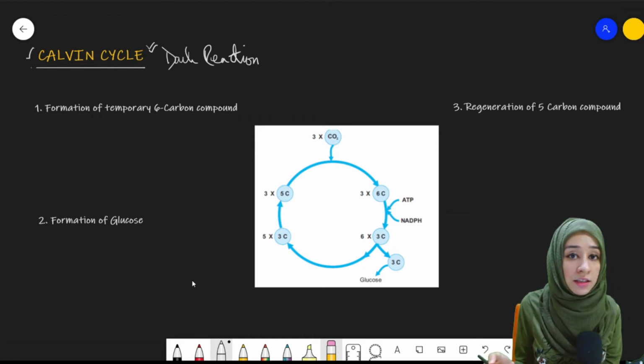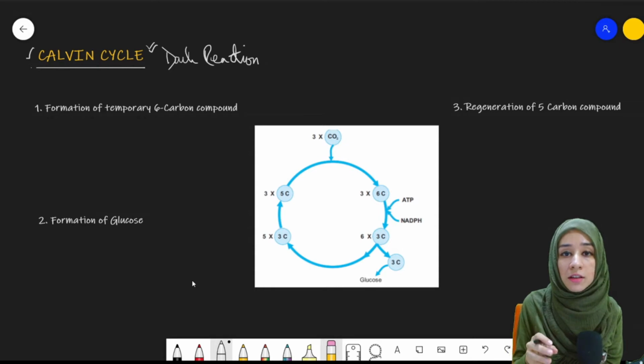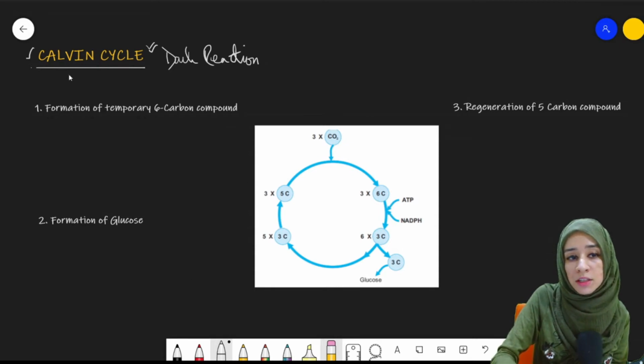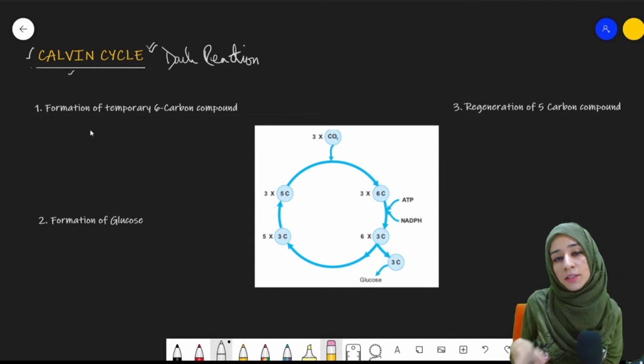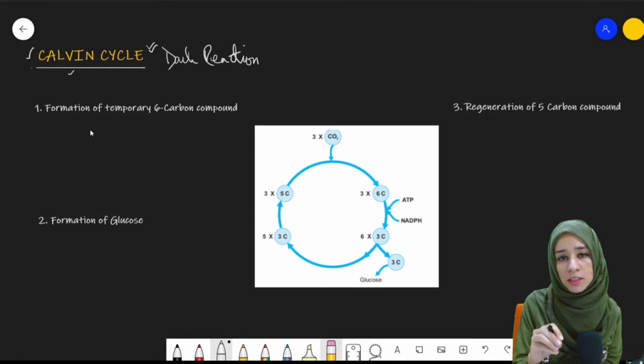Why is it called the Kelvin cycle? Because of the name of the person who discovered it. His name was Kelvin. The scientist was named Kelvin. Therefore, this whole cycle is known as the Kelvin cycle. I'm going to give you the simplest details of this process.